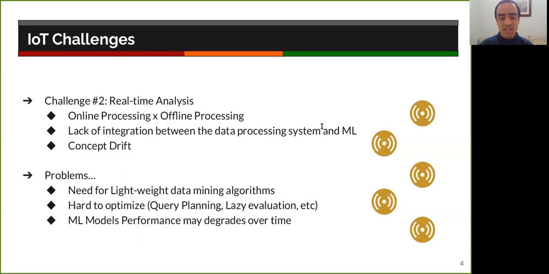Another issue is characterized by the lack of integration between the data processing system and machine learning. Machine learning strategies are very commonly used to perform analysis on IoT data. However, when dealing with a database system, for example, the lack of integration between the database and the machine learning tool makes some optimization tasks such as query planning and lazy evaluation impossible, because the two tasks are treated as completely isolated processes.